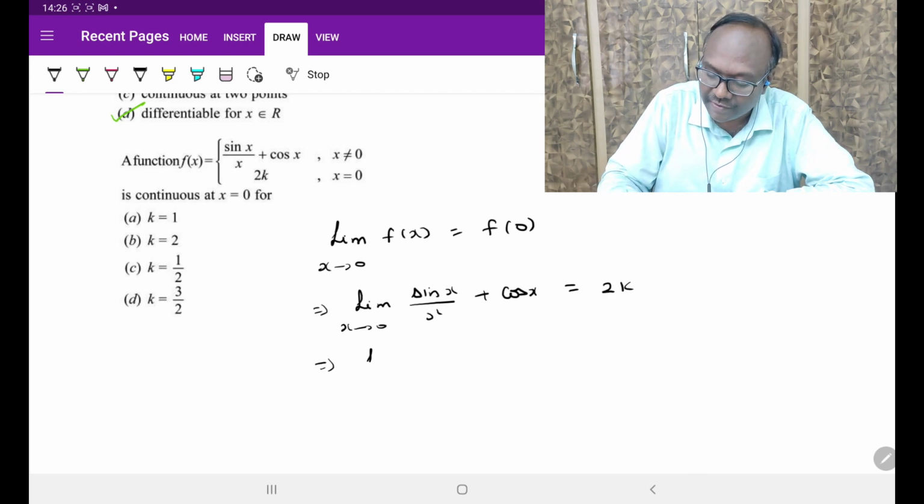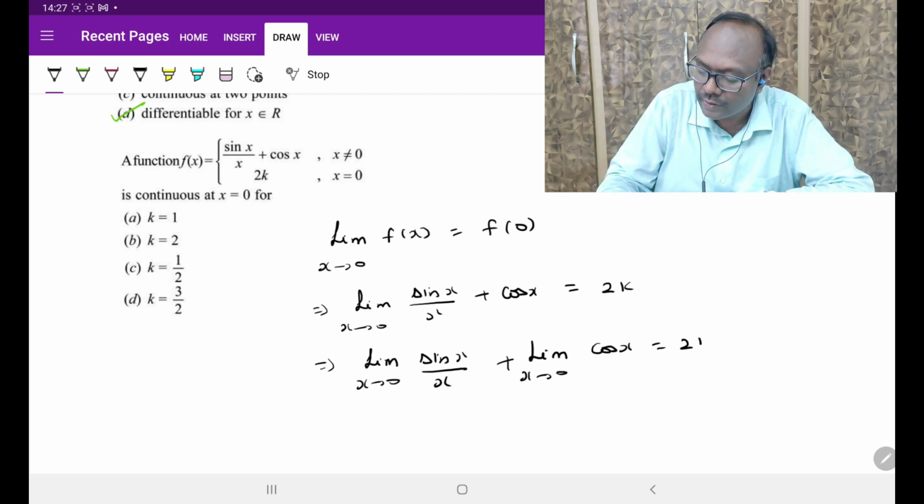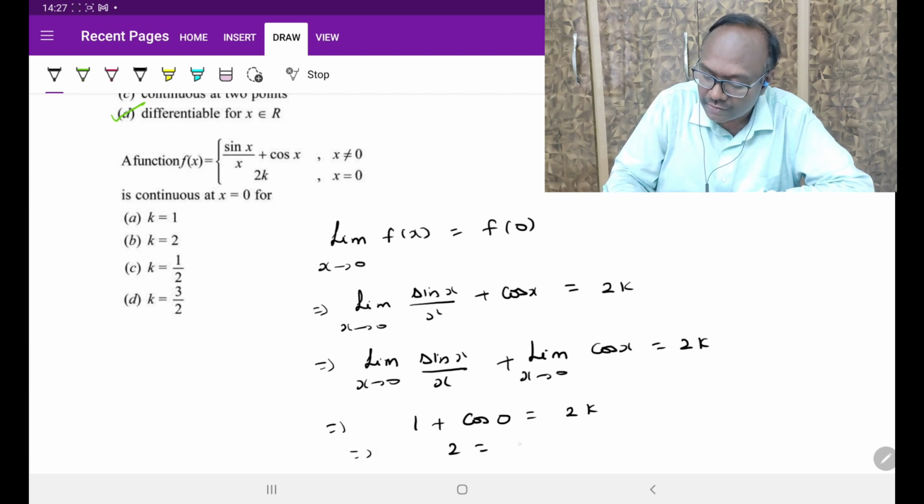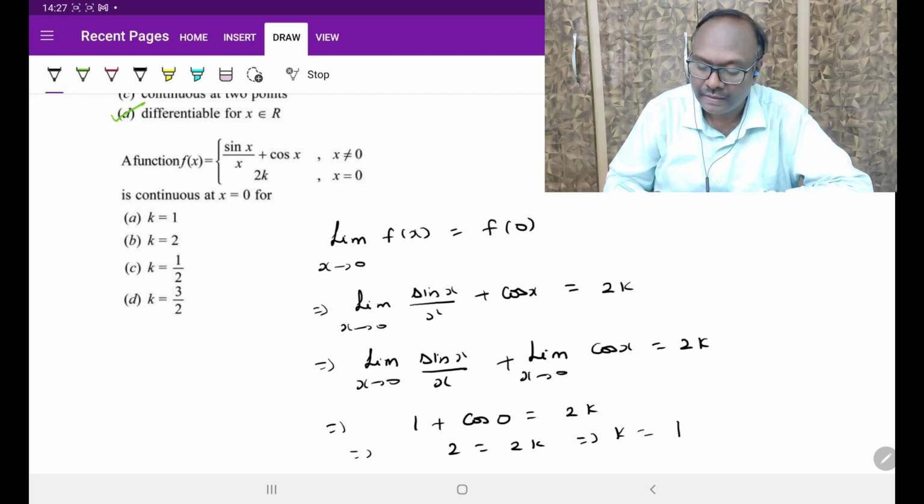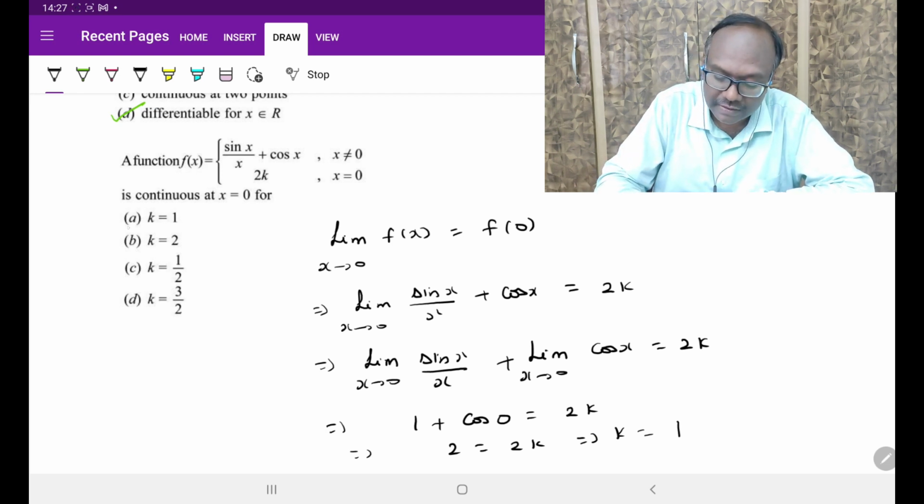So we further simplify this. Limit x tends to 0 of sin x by x plus limit x tends to 0 of cos x equal to 2k. And we have seen that this value is equal to 1 from the identity, and cos 0 is equal to 1, so 1 plus 1 is equal to 2k, which implies 2 equals 2k, or k equal to 1. So the answer for this is k equal to 1. So the right answer is option A.